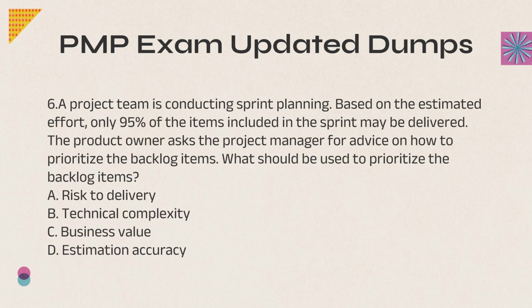6. A project team is conducting sprint planning. Based on the estimated effort, only 95% of the items included in the sprint may be delivered. The product owner asks the project manager for advice on how to prioritize the backlog items. What should be used to prioritize the backlog items?